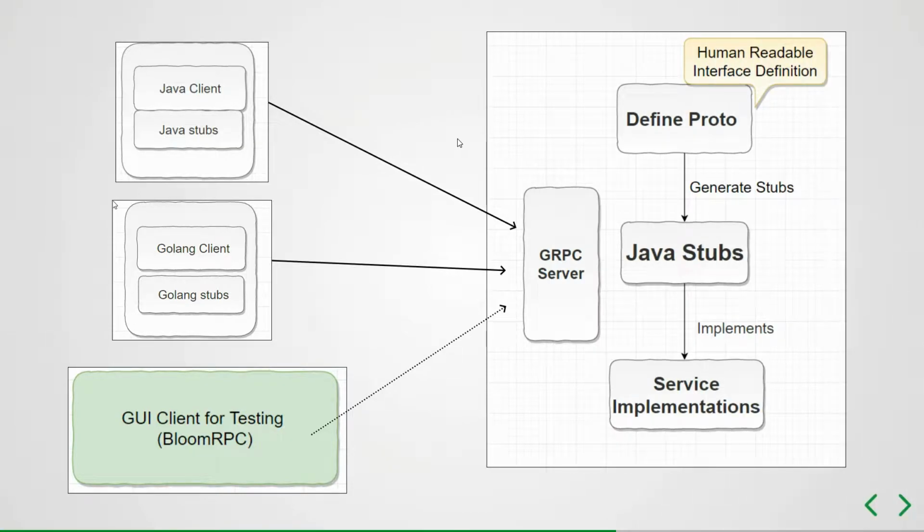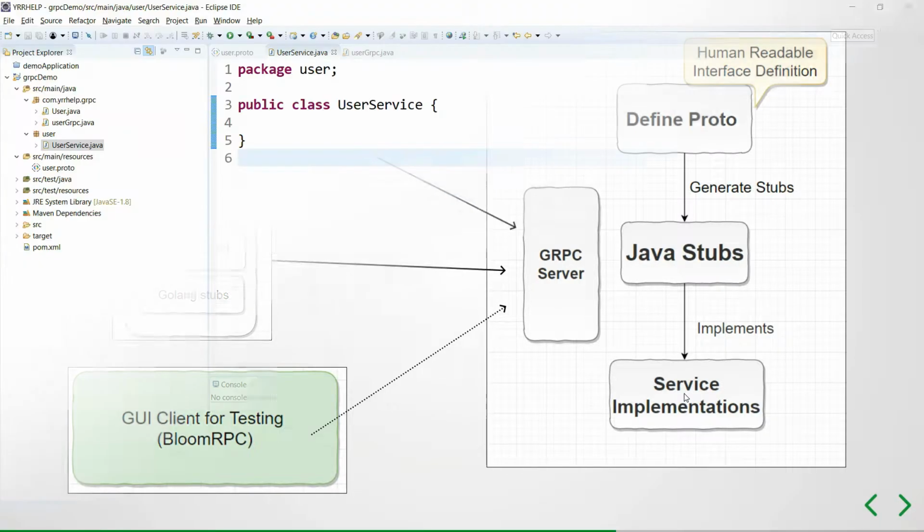So in our last video, I showed you how to create your first proto file, and I showed you how to generate Java stubs. And in this video, I'm going to show you how to implement your first gRPC service, and I'm going to show you how to create your first API. Alright, now let's go back to Eclipse.